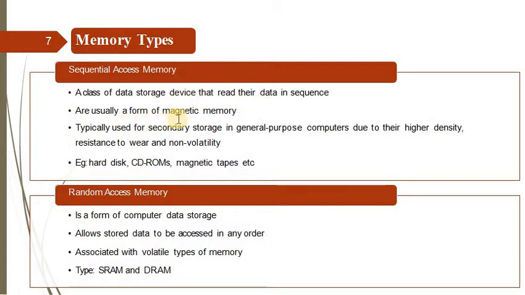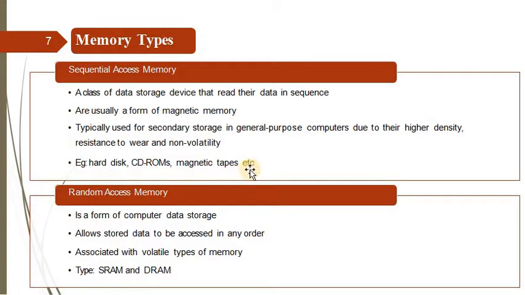Usually it reads the data from a magnetic memory. A class of data storage device that reads the data in sequence is called sequential access memory. Example for that is magnetic memory, typically used for secondary storage in general purpose computers due to their higher density, resistance to wear and non-volatility. Example: hard disk, CD-ROMs, magnetic tapes, etc.